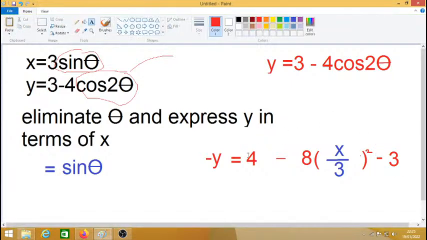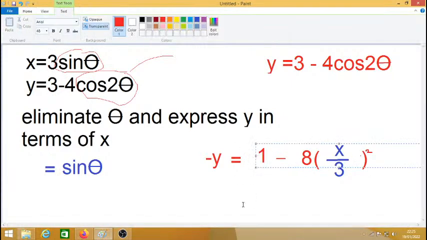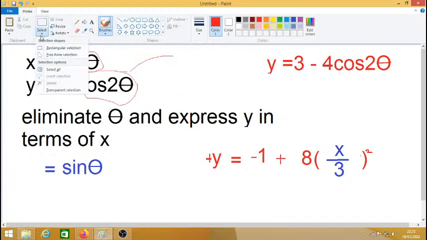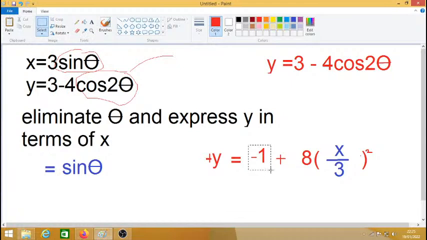There's already a 4 here, so the 4 minus 3 will just become 1. I can combine them. And then I just need to change the sign of everything. So the minus y will become a positive y. The positive 1 will become a negative 1. And the negative 8 times x over 3 squared will become a positive. Let's swap so that the positive starts and the negative can go at the end.